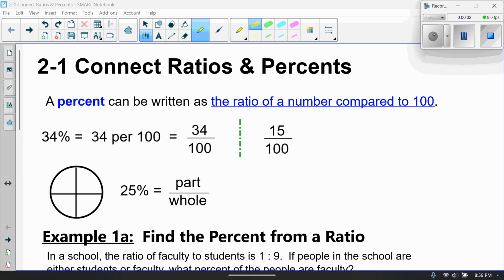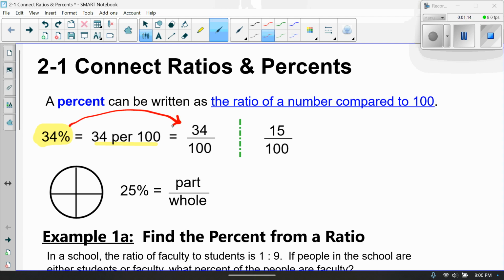for example, we have 34%. Now, 34%, when we're talking about a ratio compared to 100, that's going to be a part compared to a whole. Okay? So 34%, if we look at it like this, that's 34 per 100. So that means 34 is the part we're talking about, and then 100 is the whole thing. So that's going to be 34 over 100. So the ratio for 34% is 34 over 100. And of course, we can simplify that too.